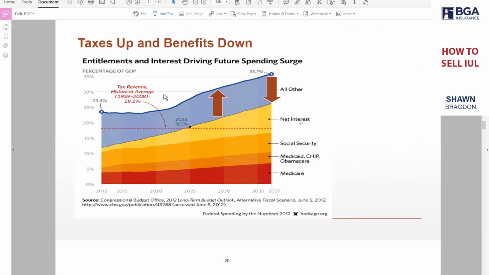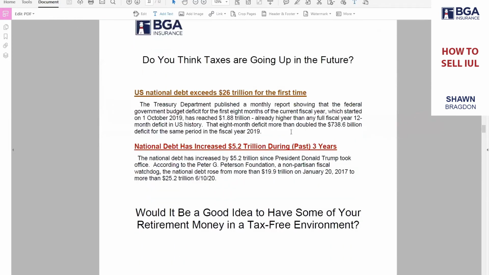So what's going to happen? Well, in my opinion, they're going to increase taxes and reduce benefits. Probably, they're definitely going to do one or the other. I'm thinking they're going to do both. I mean, most people that I'm talking to would agree that tax rates are probably going to go up in the future. The previous chart doesn't even take into account the COVID-19 relief expenses. U.S. national debt exceeds 26 trillion now, and it's increased by 5.2 trillion over the past 3 years. And wouldn't it be a good idea to put some of your retirement money in a tax-free environment?